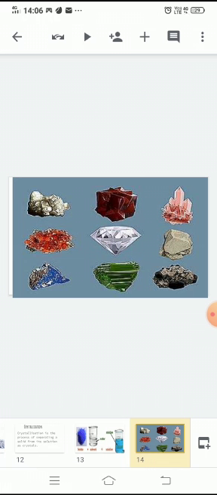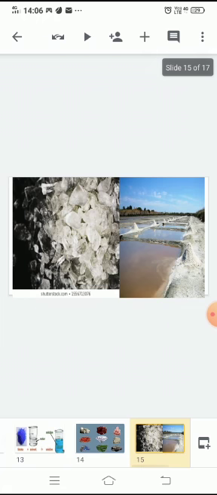How is common salt obtained from seawater? You know that seawater contains salt. That is why it tastes salty. Common salt is recovered from seawater by evaporation and crystallization.